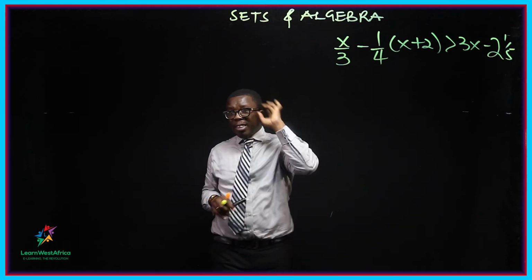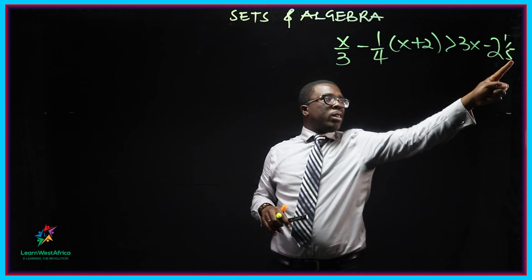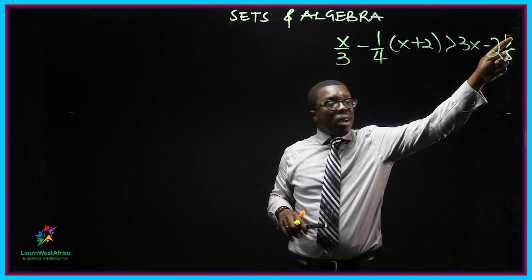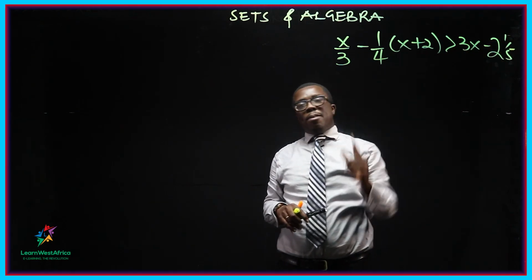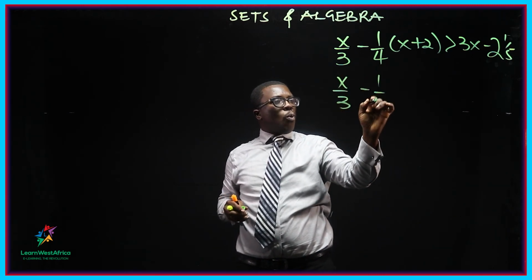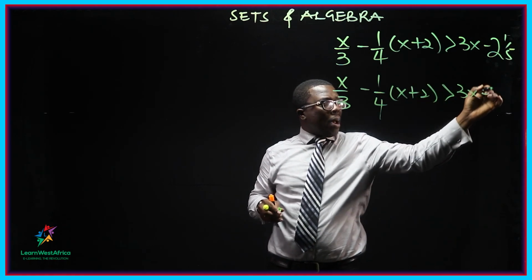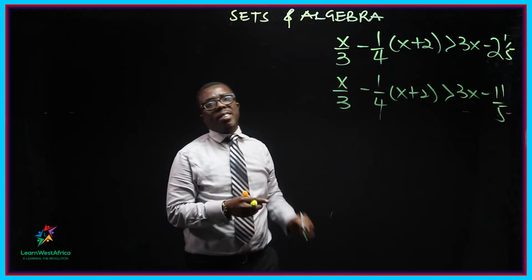Convert here: 2 times 5 is 10, plus 1 is 11. So it is 11 over 5. The question then becomes: x over 3 minus 1 over 4 into brackets x plus 2, greater than 3x minus 11 over 5.